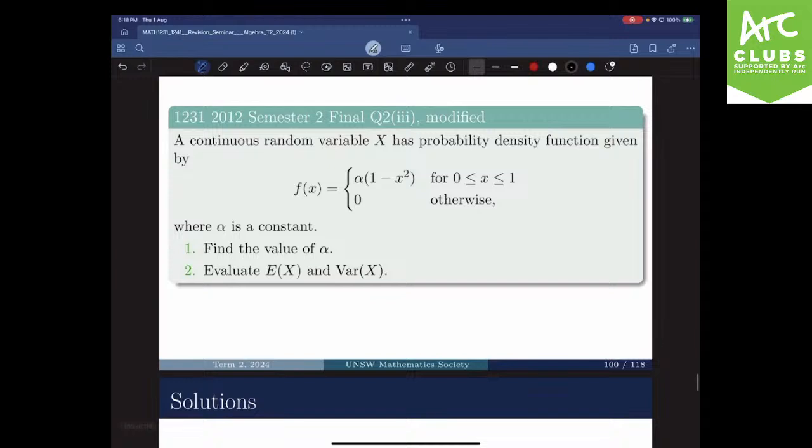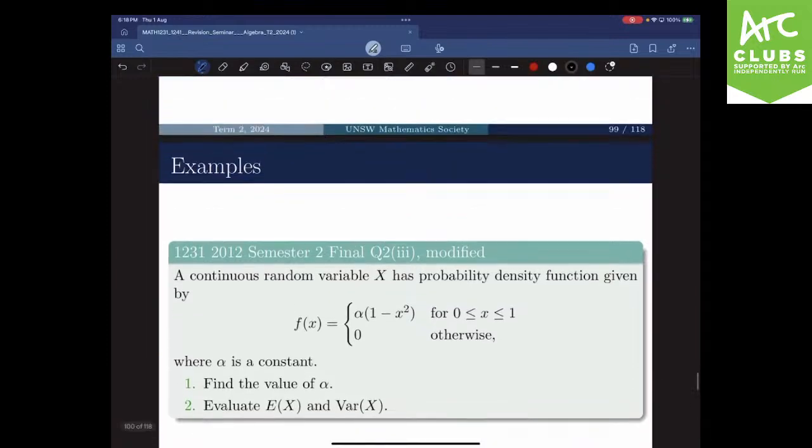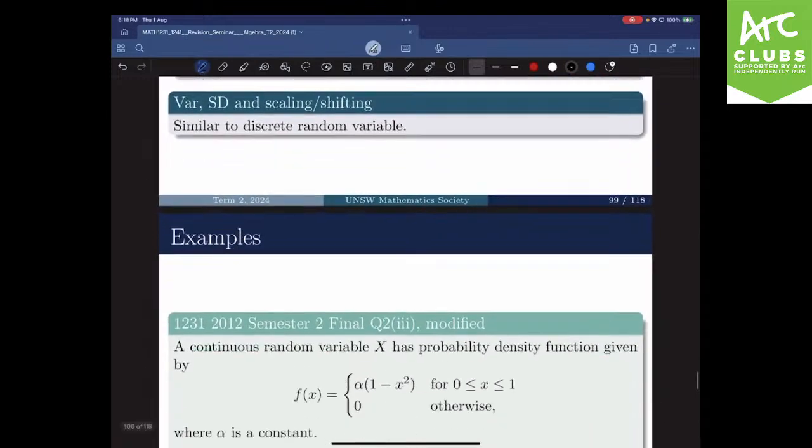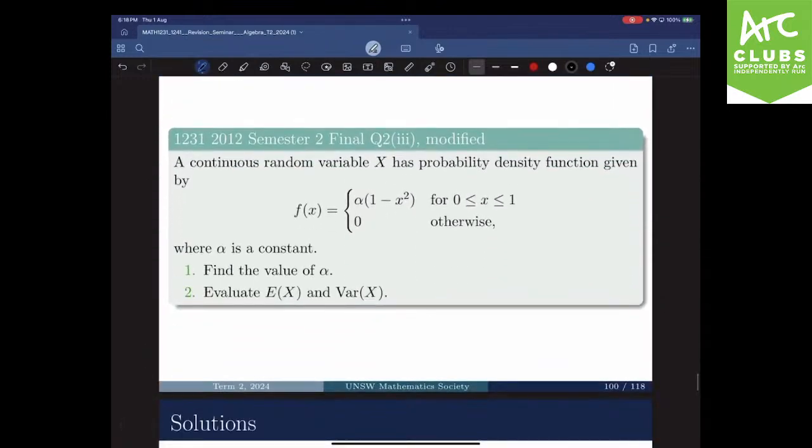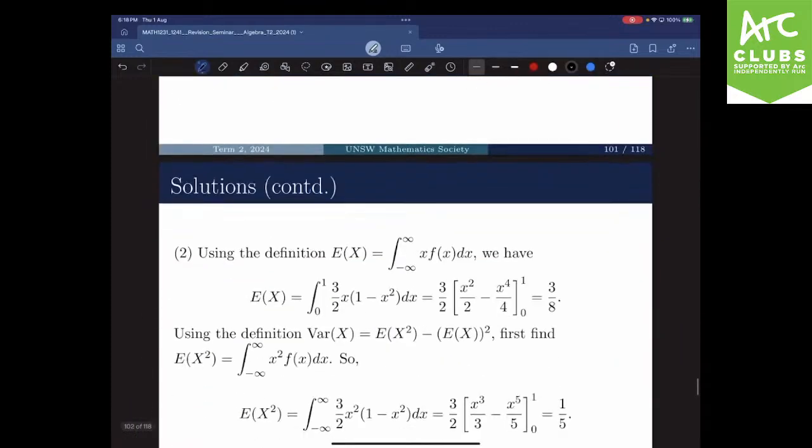With this value of alpha in mind now, we can evaluate the expected value of x and the variance of x, right? How do we do this again? For expected value, we multiply by x and take the integral from negative infinity to infinity, but in this case, we only have to do 0 to 1, right? From 0 to 1, we get the expected value is equal to 3 over 8.